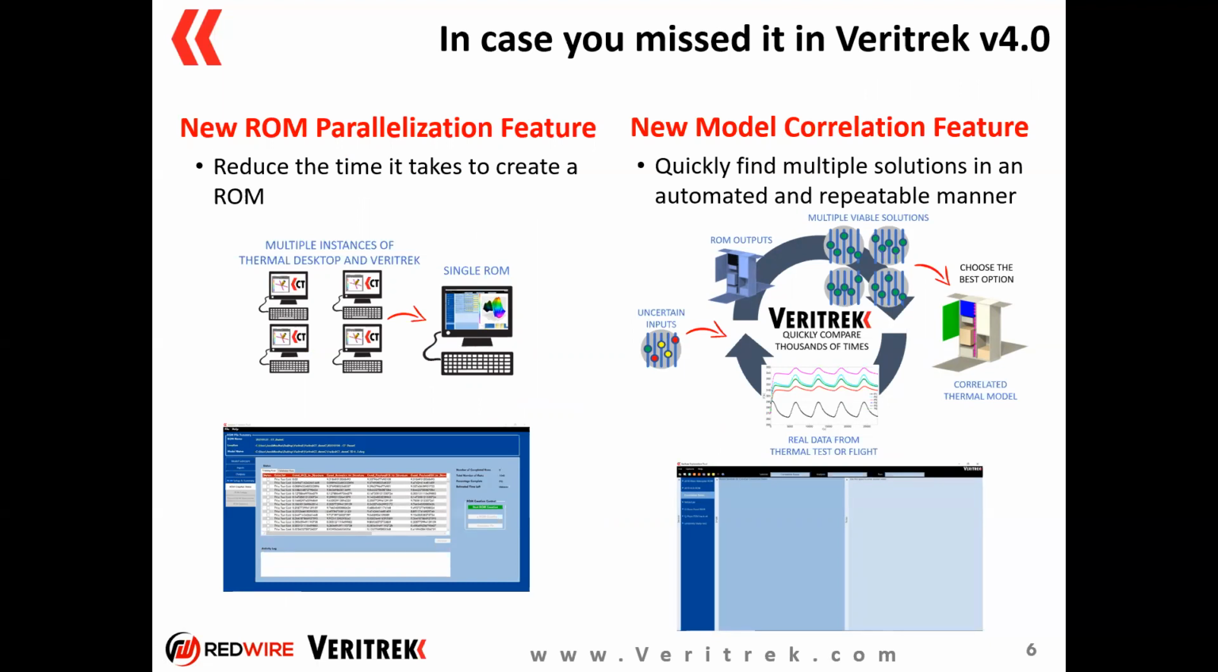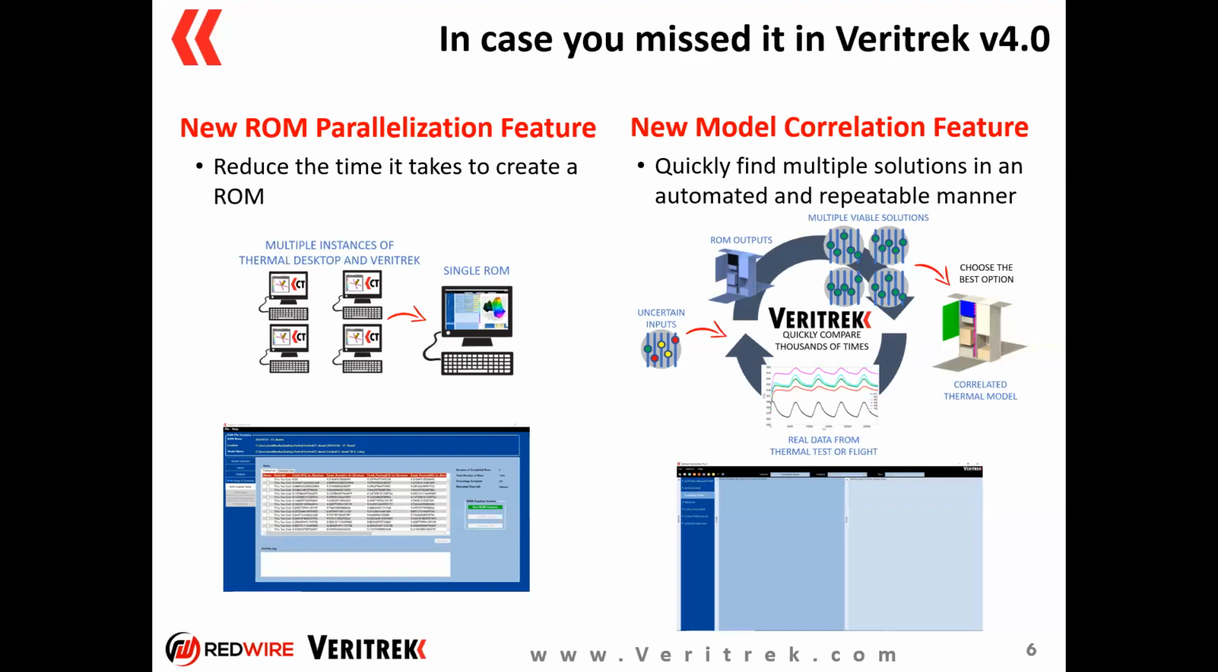And so those two features were a new ROM parallelization feature and a new model correlation feature. So I just wanted to highlight and talk about these two new features that we rolled out earlier this year. Starting with the ROM parallelization feature, this is a new feature within the Veritrek creation tool, the application that you use to create a reduced order model.